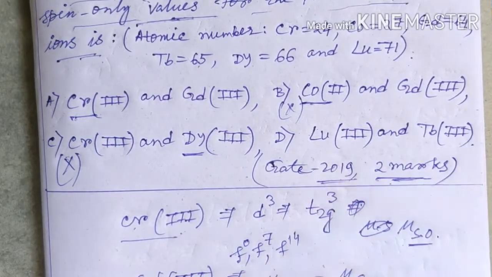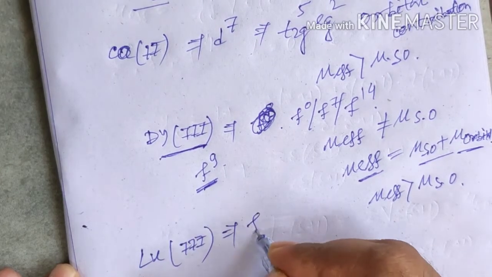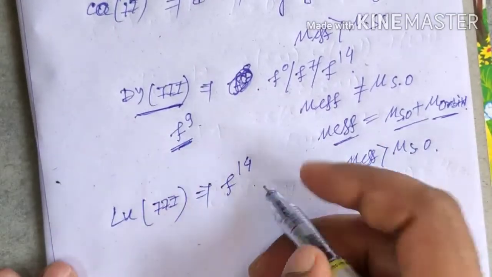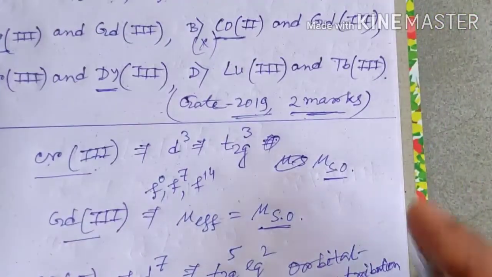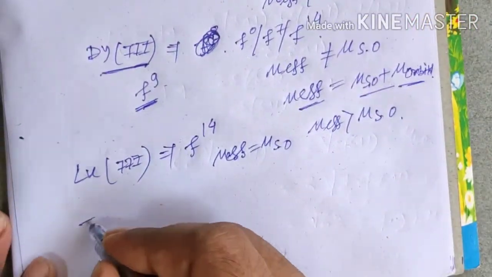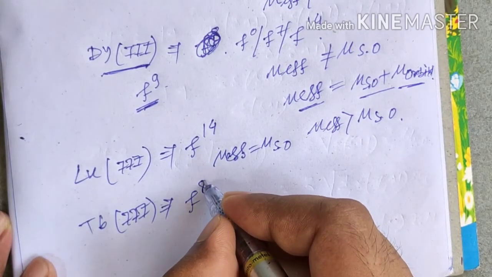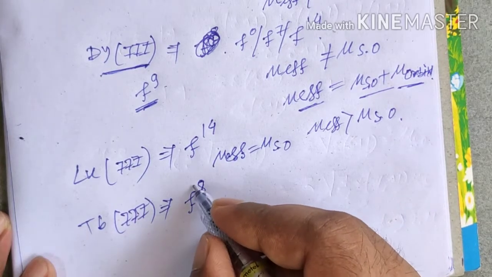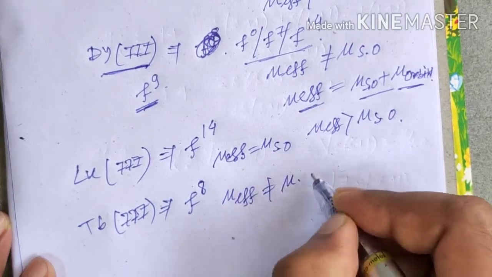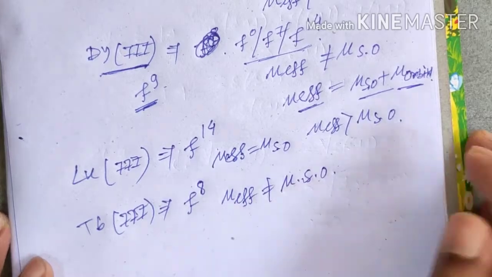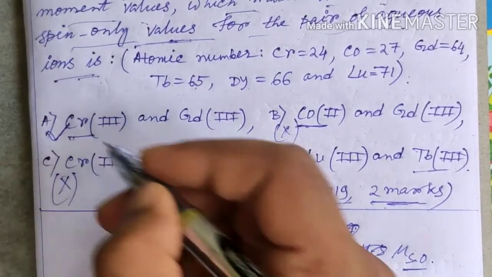And for the last case, lutetium 3+, it has f14 electronic configuration. So for this, mu effective is equal to mu spin only. But for the second option, terbium 3+, its f electronic configuration is f8. Since it does not satisfy this condition, in this case also mu effective will not be equal to mu spin only values. So option number D is also not correct. So we can say that option number A is the correct choice.